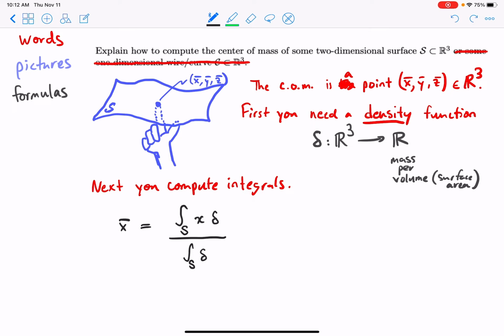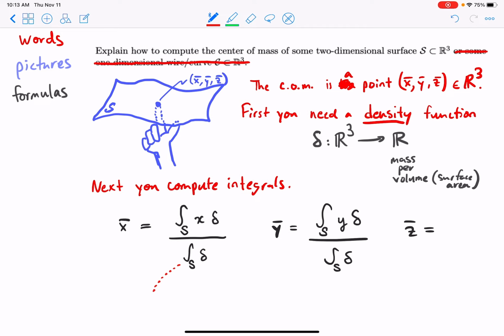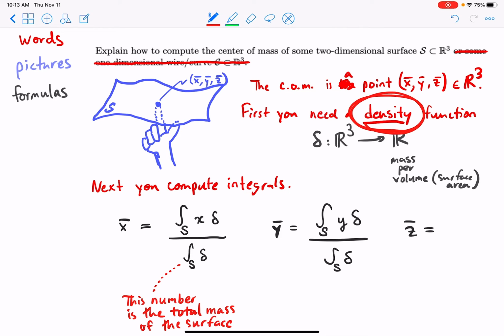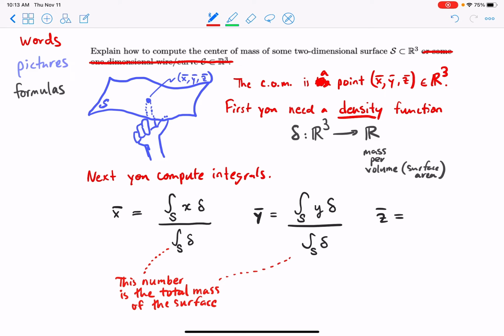Okay. And similarly, y bar will take the integral of the y-coordinate times the density divided by the integral of the density. This, by the way, will be the mass, the total mass. z bar is equal to, well, you can probably guess it at this point, but let's point something out in words. This number is the total mass of the surface. The density says mass per volume, and then the integral multiplies by volumes, giving you the total mass on the surface when you integrate over the whole surface. And it's the same formula in the denominator. This is the same number, it's the total mass.